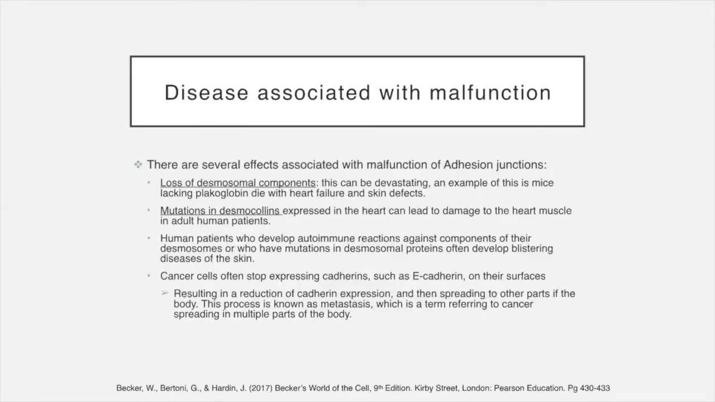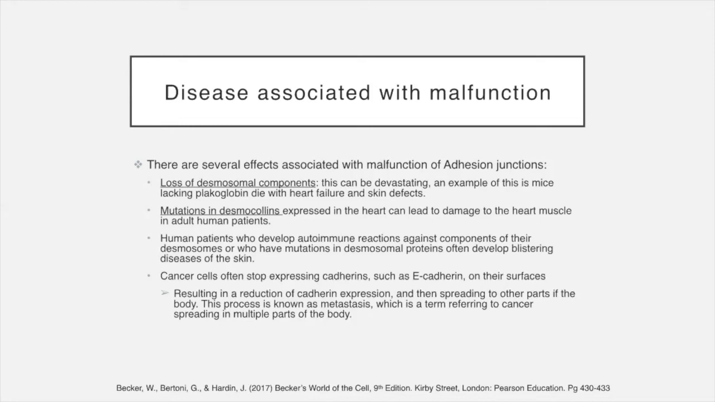Diseases that are associated with malfunction: there are several, actually, which include loss of desmosomal components. This could be a very devastating condition. An example of this is mice lacking plakoglobin, which die with heart failure and skin defects. Mutations in desmocollins expressed in the heart can lead to damage to the heart muscle in an adult human patient. Human patients who develop autoimmune reactions against components of their desmosomes, or who have mutations in desmosomal proteins, often develop blistering diseases of the skin.